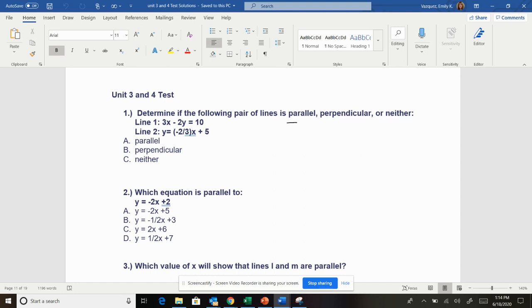Well, all we need to do whenever we see parallel or perpendicular is always look at the slopes, right? So if slopes are parallel, then their slopes are equal. If slopes are perpendicular, then it's opposite reciprocal. And remember what that means. That means you're going to change the sign and you're going to flip it. Okay, so let's start by finding the slope of both of these lines.